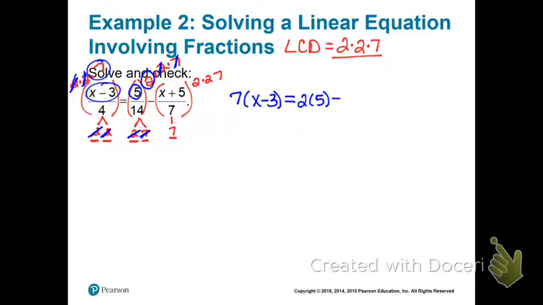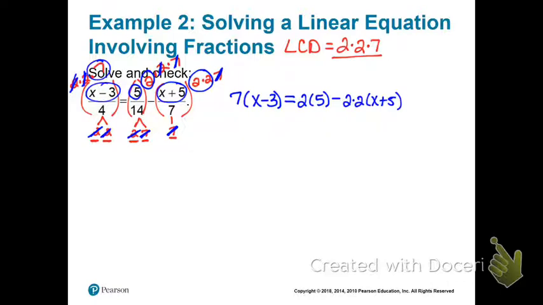And then there's a minus sign. Then the last fraction, I needed to get rid of the 7 on the outside. So I have 2 times 2 left on the outside and x plus 5 on the inside. So the 2 times 2 on the outside times the x plus 5 on the inside.